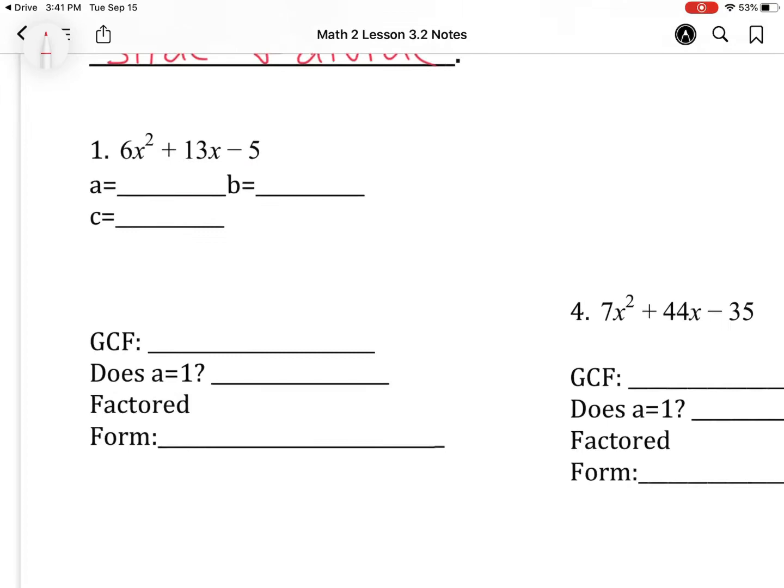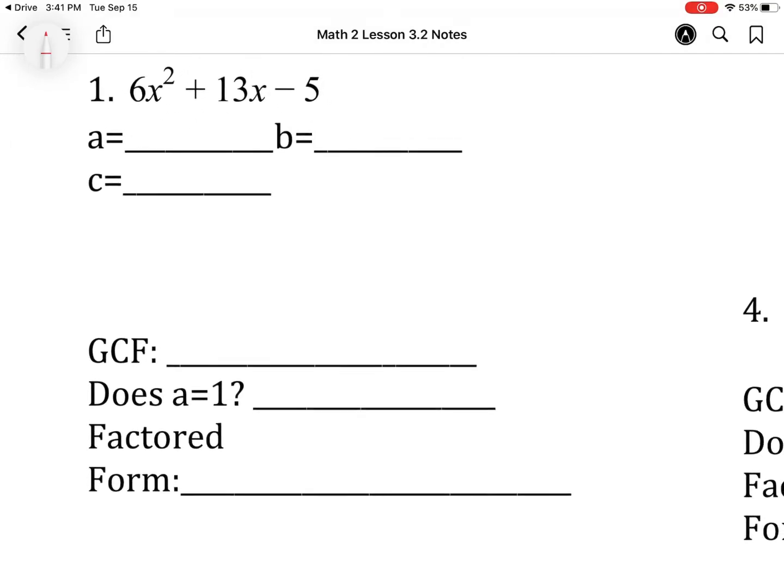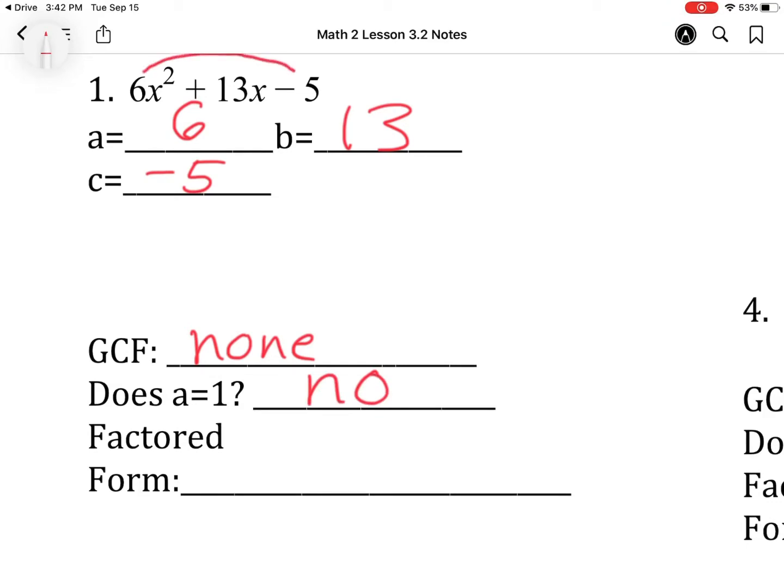So both classes should have access to this problem, number 1. Your A is 6, your B is 13, and your C is -5. Is there a GCF? Is there a greatest common factor in 6x squared, 13x, and -5? No. Does A equal 1? No. So once you answer no, what you're going to do is take your A and multiply it to your C.